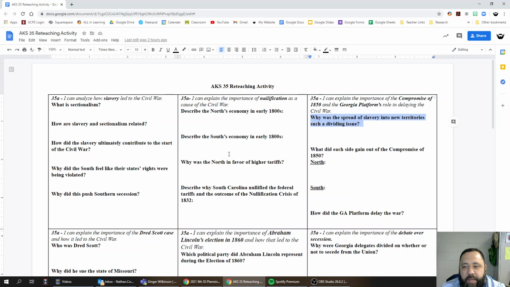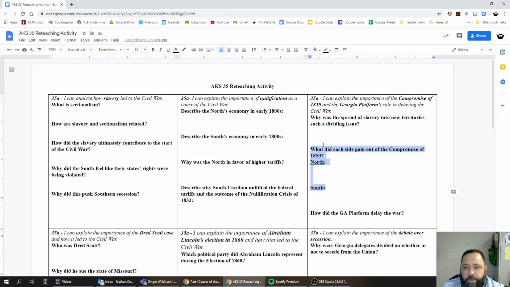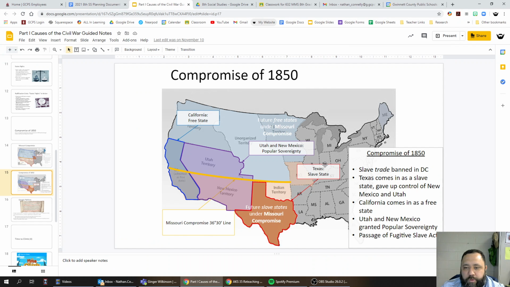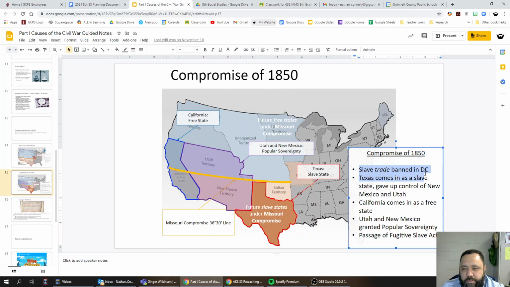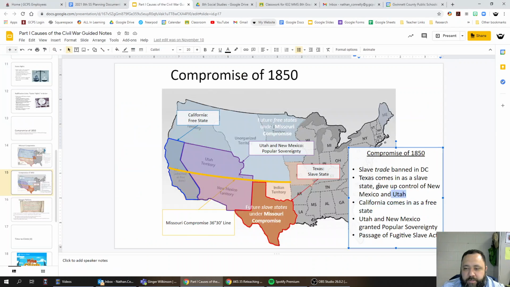What did each side gain out of the Compromise of 1850? To answer this question, I would encourage you to take a look at your notes. Let's go ahead and do that now. So what did each side gain? We're going to look at what the North gained. The North got the slave trade banned in Washington, D.C. They had California come in as a free state. And the South gets Texas coming in as a slave state.